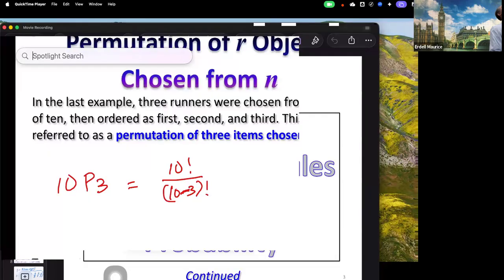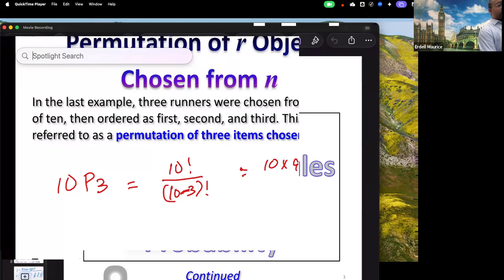Okay. What I want you to keep in mind is that this formula should give us 10 times 9 times 8. That's what this formula should give us, yeah? Yes? That's the answer, yeah? So let's work this out.